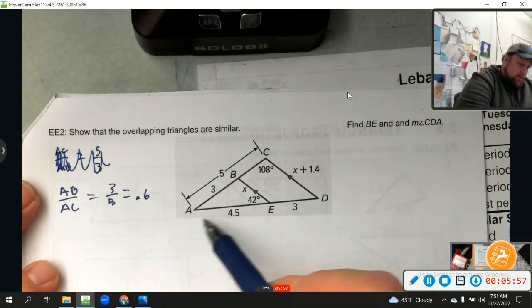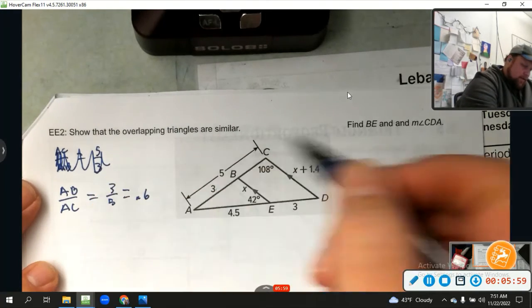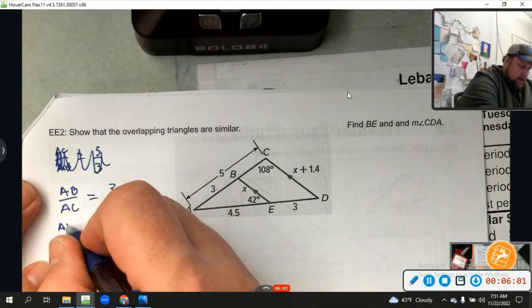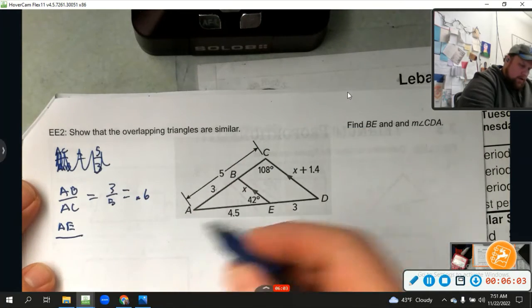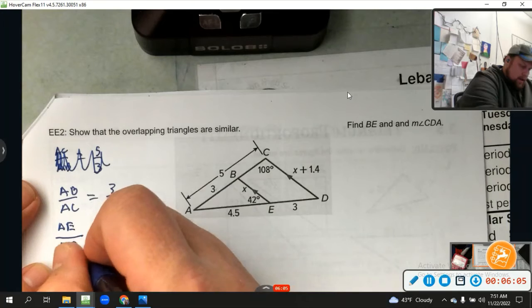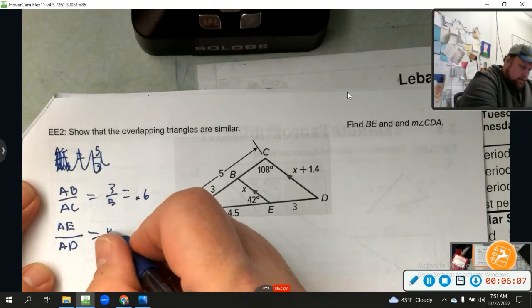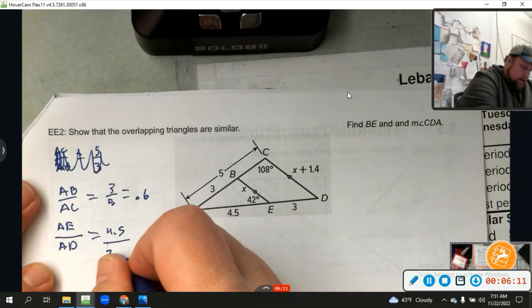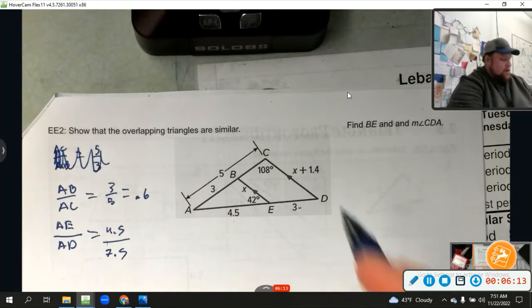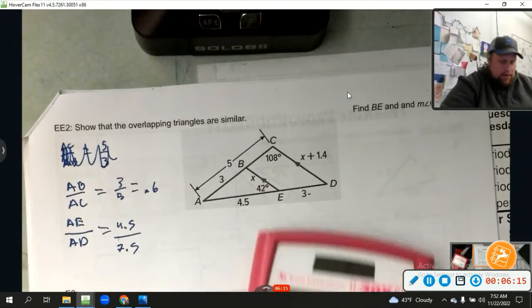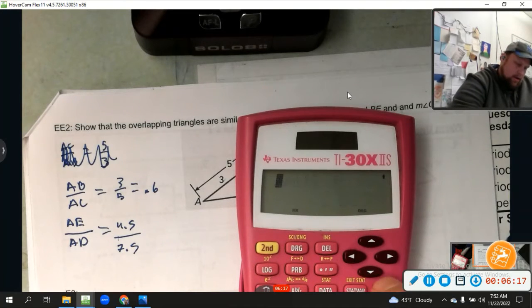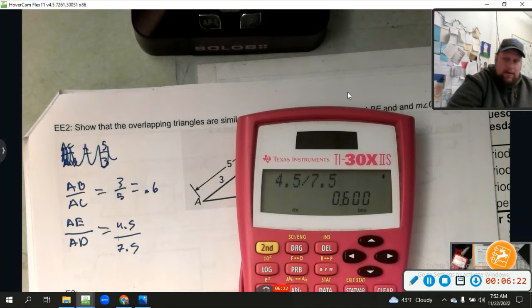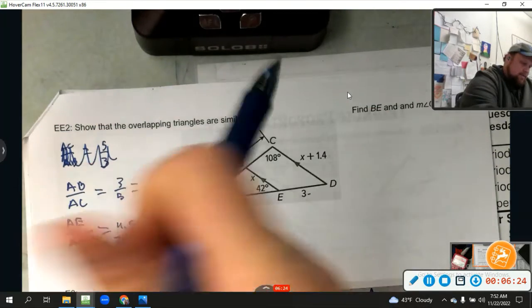And then I'm going to do the small one right here, which is 4.5, or AE over AD, which equals 4.5 over 7.5. 7.5 because I got to add these two together. Let's confirm this on a calculator. 4.5 divided by 7.5. What does that equal? 0.6. Look at that.